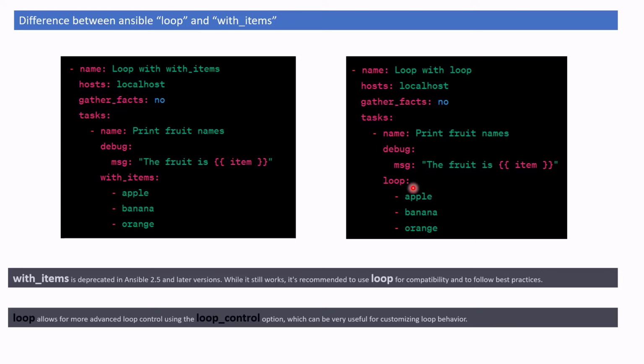The other reason is that loop is basically an upgraded version of with_items. Loop also provides functionality related to loop control, which we learned in the previous lesson as well. So there are many features which we can control using loop control. So that's it. With_items is an older version. We should not use it. We should use loop whenever we want to loop through items in Ansible.